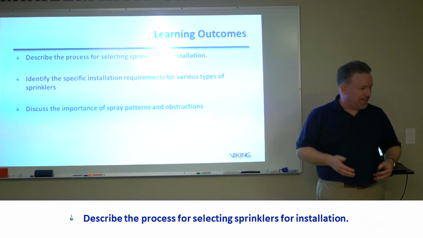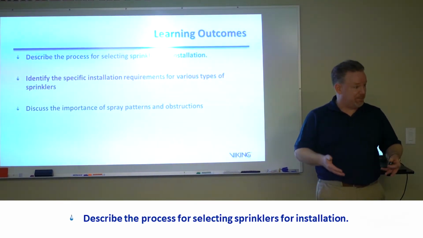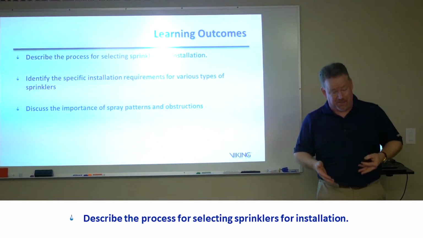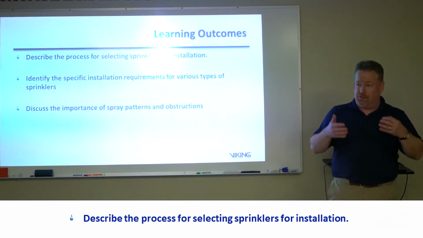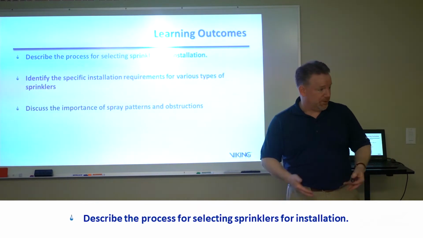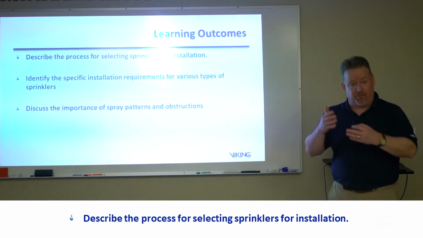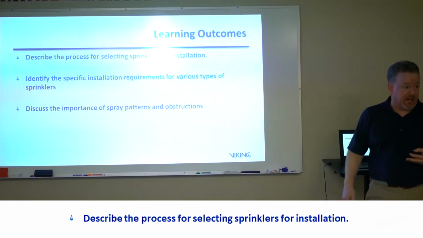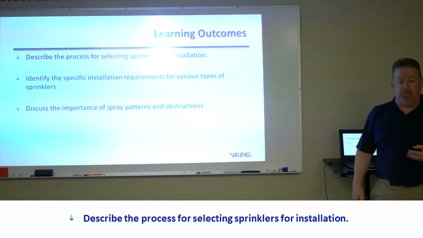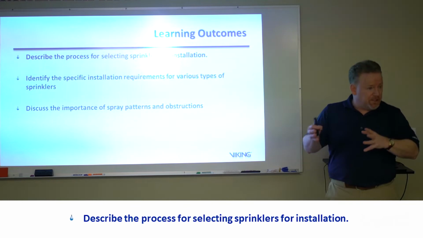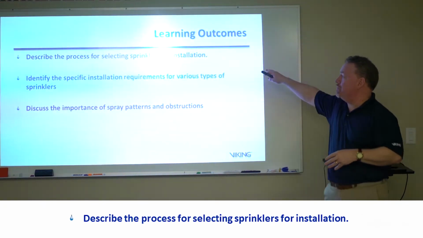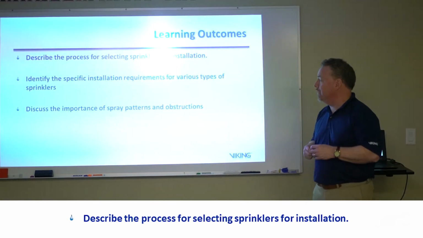When we have multiple hazard classifications in a building, like a hospital, lots of different places, lots of different hazard classifications in there. Or an airport terminal, same thing. Everything from light hazard to extra hazards that you could wind up with in an airport terminal. So that's going to be the start of the process. How do we describe the process for selecting those sprinklers and installation?